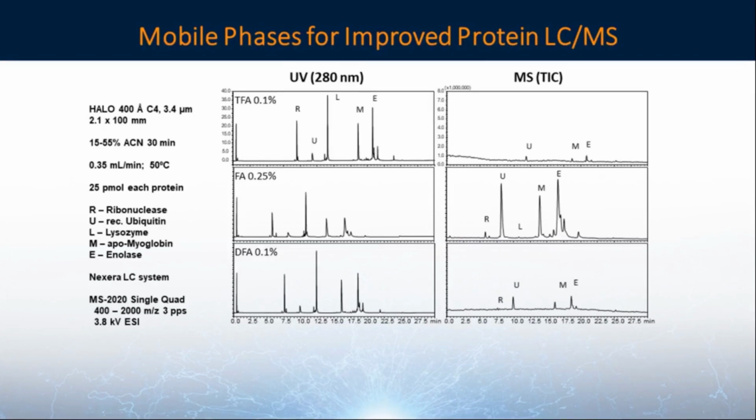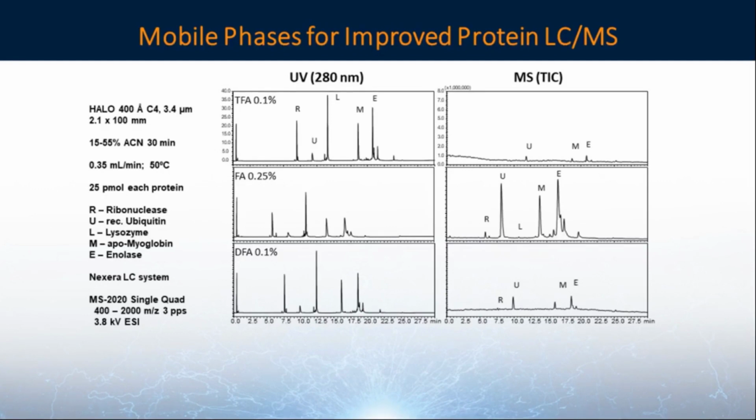For the 0.1% TFA results in the UV column, you see sharp peaks and the most retention, but moving to the TIC results, we see hardly any MS signal due to the ion suppression of the TFA. For the 0.25% formic acid results, we see tailed peak shapes for ubiquitin, myoglobin, and enolase. However, the TIC results with 0.25% formic acid show the highest response compared to TFA and DFA.